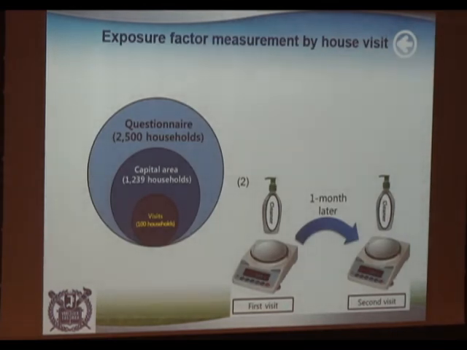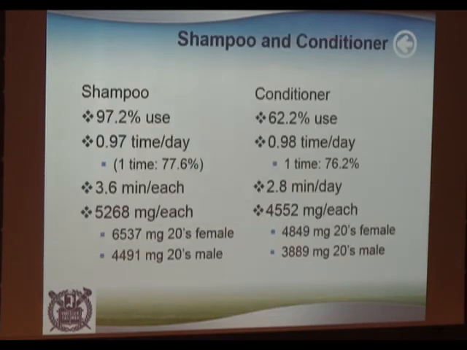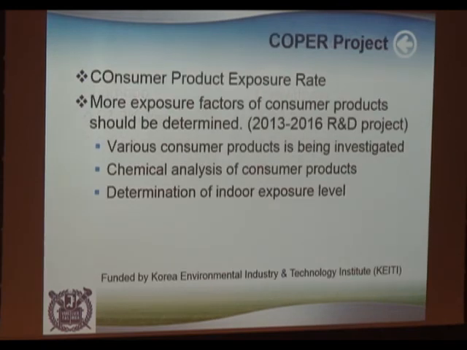And also, this questionnaire was collected from 2,500 households, but we visited a small number to confirm that the questionnaire information was accurate. So I'm using just one very common consumer product, shampoo. It turns out Koreans are using more shampoo than Europeans, but Americans are using more shampoo than Koreans. Okay? So that kind of information can be collected through this study.